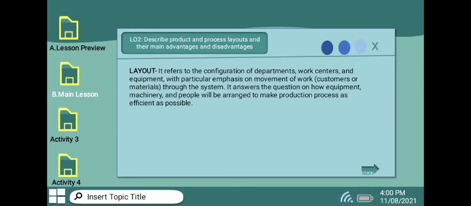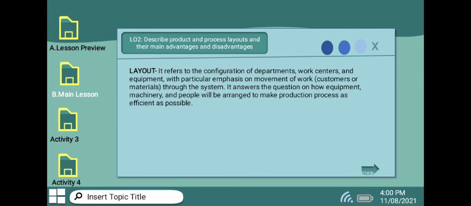Let's proceed to the next one, LO2, and I'm going to describe product and process layouts and their main advantage and disadvantage. But first, we're going to read what layout means. Layout refers to the configuration of departments, work centers, and equipment with particular emphasis on movement of work, customers, or materials through the system. It answers the question of how equipment, machinery, and people will be arranged to make the production process as efficient as possible.